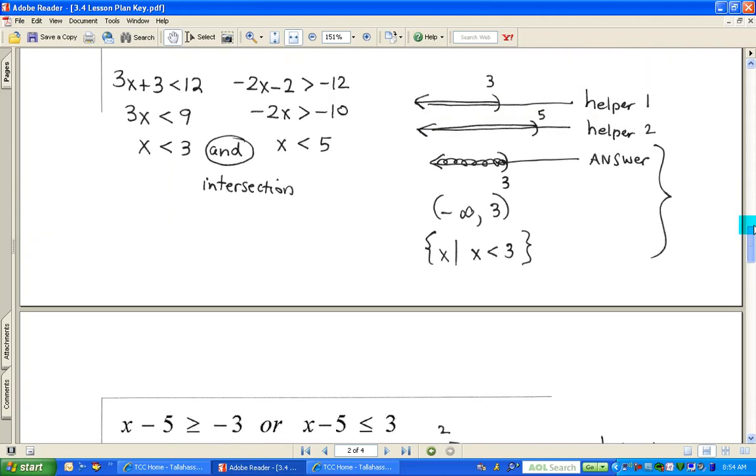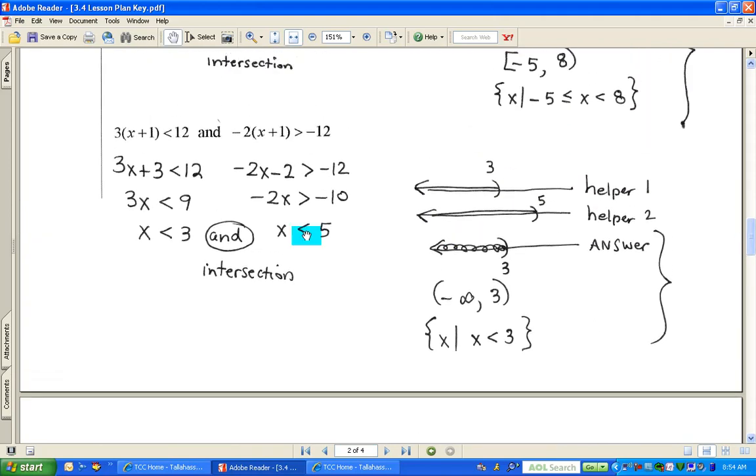Okay, here is another example. This is also a compound inequality. This one's joined with the word and. Remember what I taught you step 1 is. Solve for x. So we distribute the 3, we subtract 3 from both sides, and we divide by 3, thus giving me the answer x is less than 3.